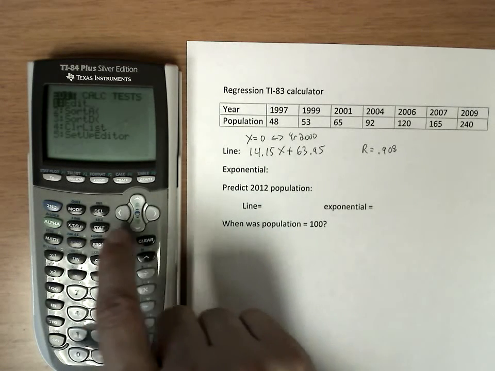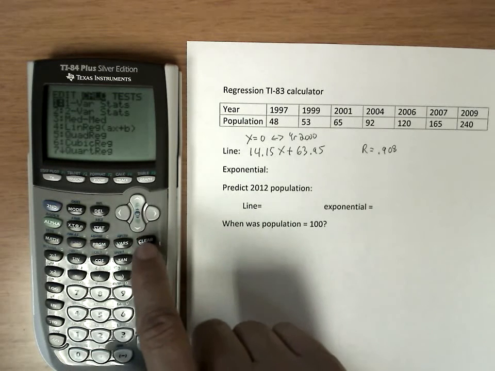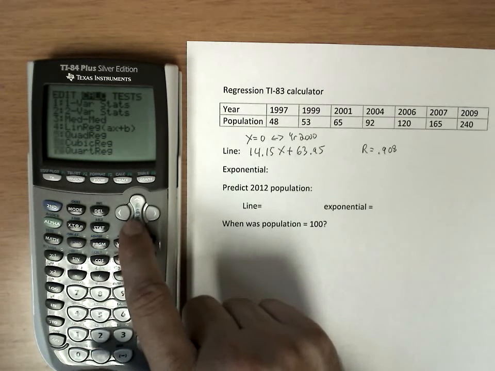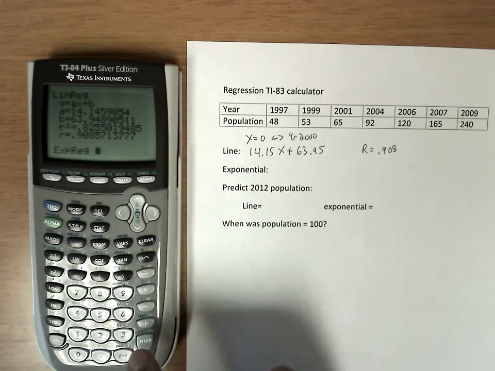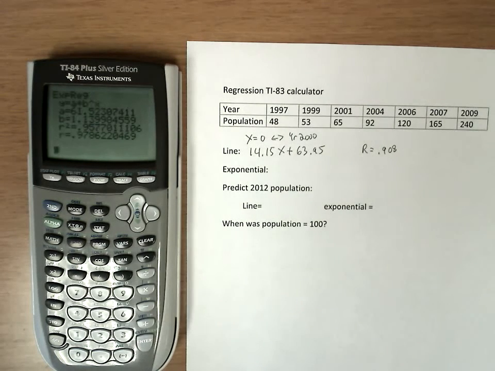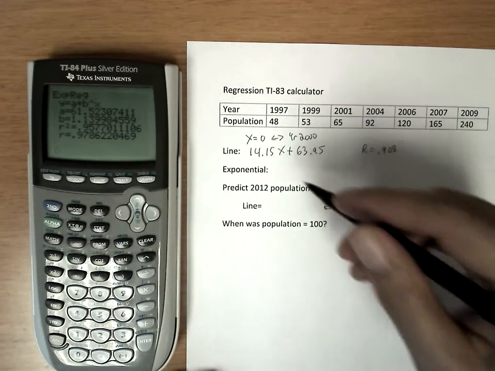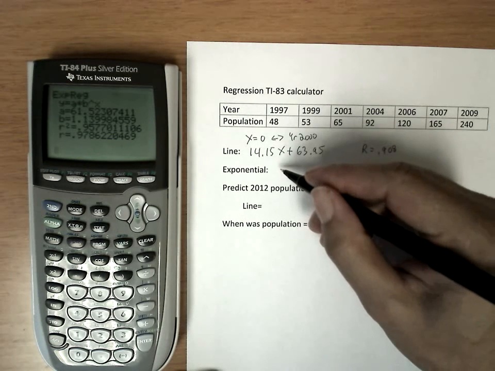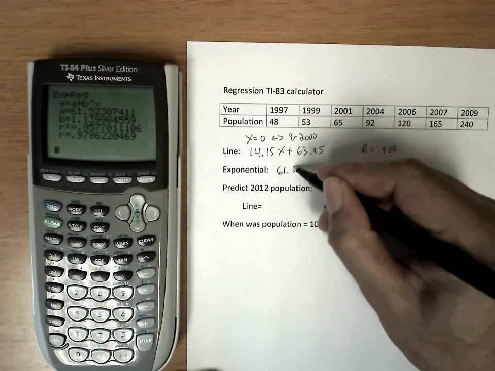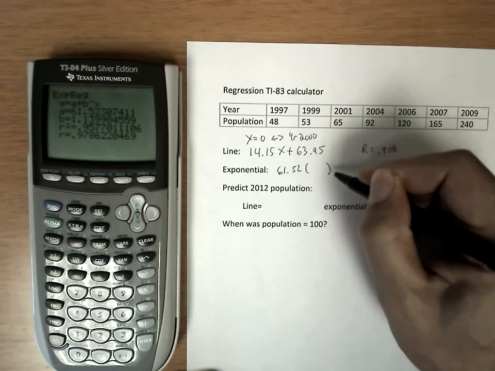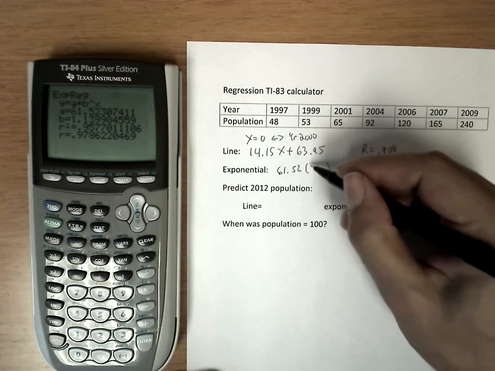So once again, I select Stat and move over to Calculate. And this time, instead of linear regression, I'm going to select exponential regression. It comes back out, I run it again, and I get my exponential model. This time it's a times b to the x. A is 61.52, rounding it off. B is 1.139998.